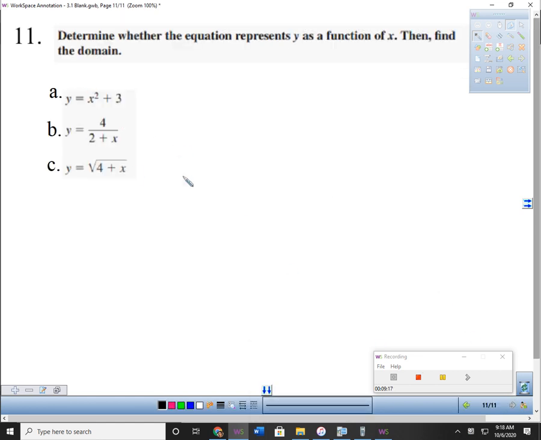All right, so look at number 11. Part A. So if I plug in a number, let's say 1. 1 squared is 1 plus 3 is 4. That's just one outcome, right? 2 squared is 4 plus 3 is 7. That's one outcome. I'm not going to get a second outcome, correct? So this is a function.